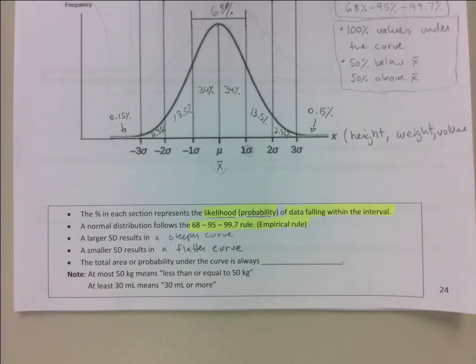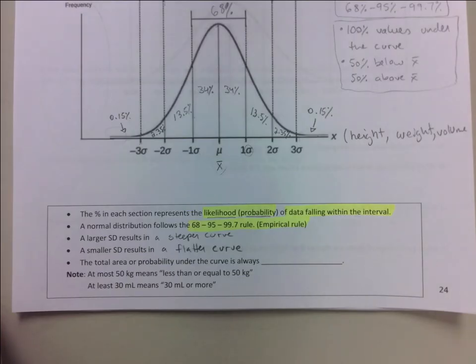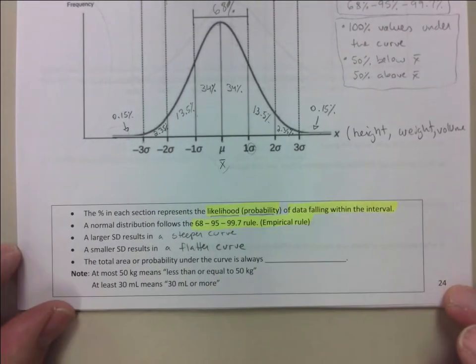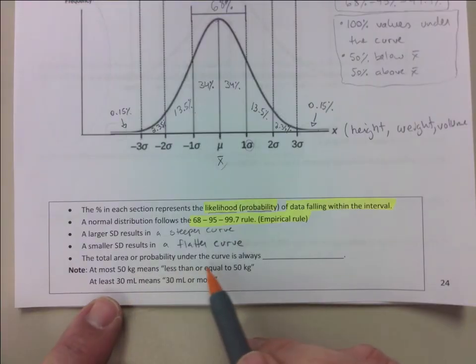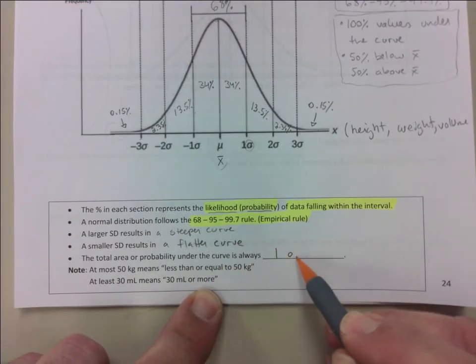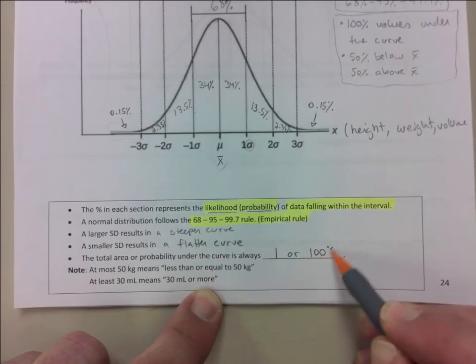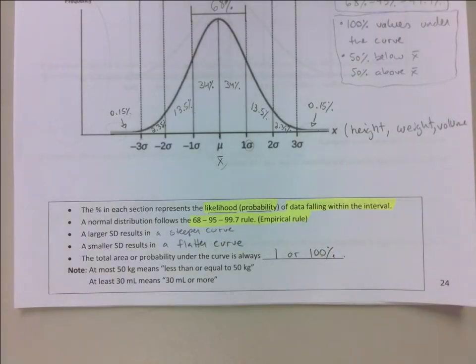To be honest, okay, because I know you're limited. You don't have technology to do this one. I will show you later on how to do it on your calculator. I'm not going to expect you to mimic the exact steepness of a graph. I'm not going to mark you on that, but you just have to know that that's the case. The total area or probability under the curve is always 1 or 100%. It cannot be more than that.